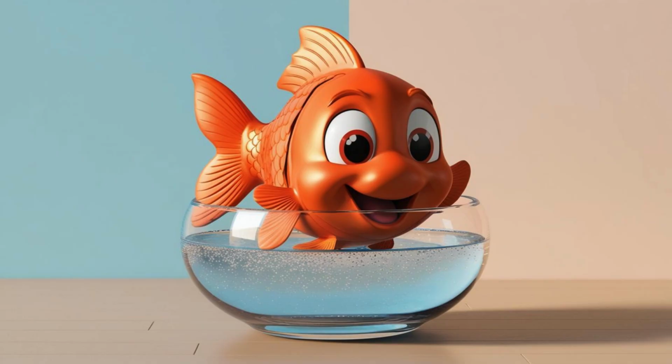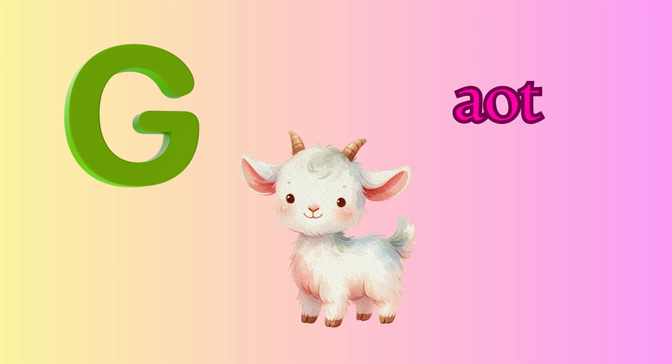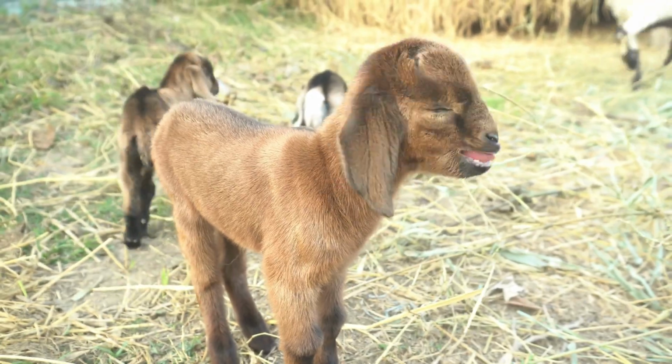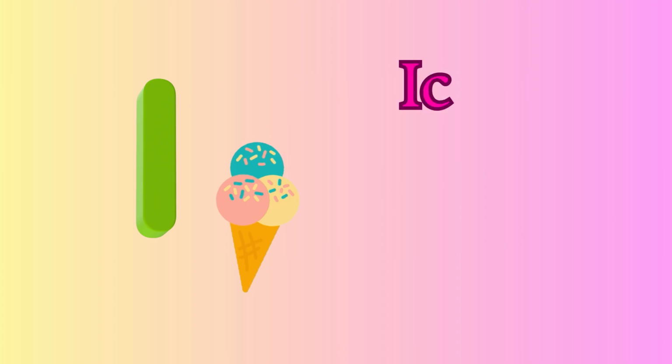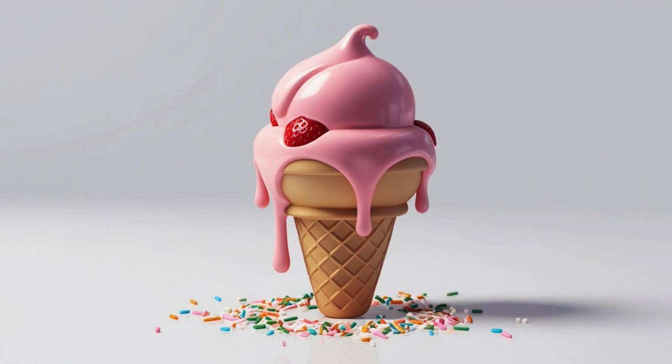Swimming fish. G is for goat, G, goat. Funny goat. H is for hat, H, hat. Red hat. I is for ice cream, ice cream.